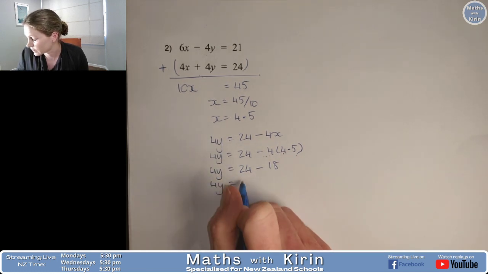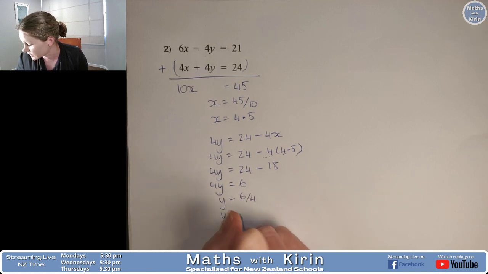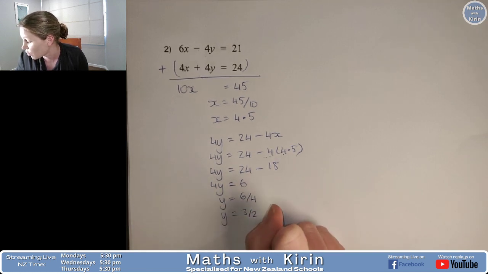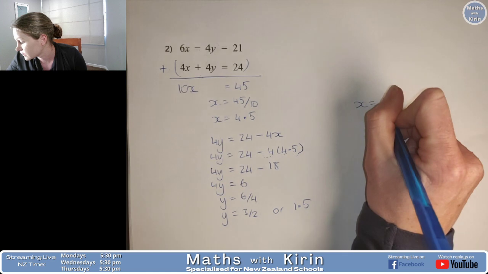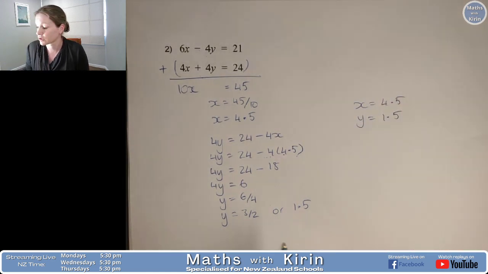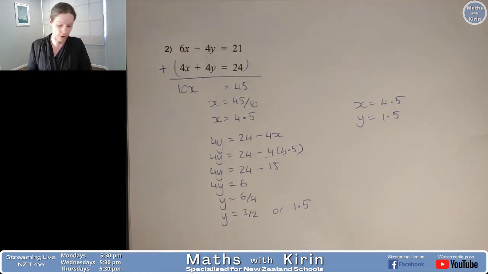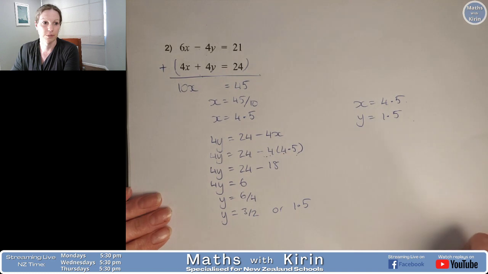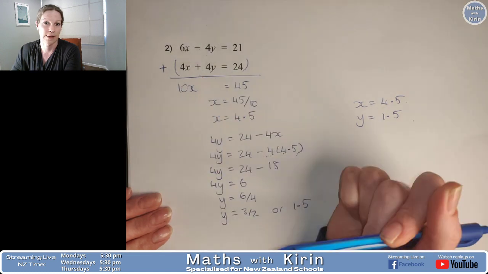So 4y is 6, which means y is 6 over 4, and we can simplify that down to 3 over 2, or you might write 1.5. Doesn't matter, either will be accepted. So our two solutions, x is equal to 4.5 and y is equal to 1.5. And if you wanted to, go back and check that they both work. Okay, so relatively easy decimal to that particular question. The signs were different this time, so we added our equations in order to eliminate that y term.